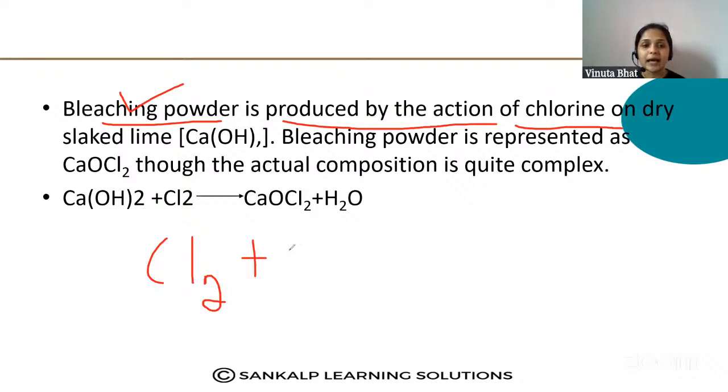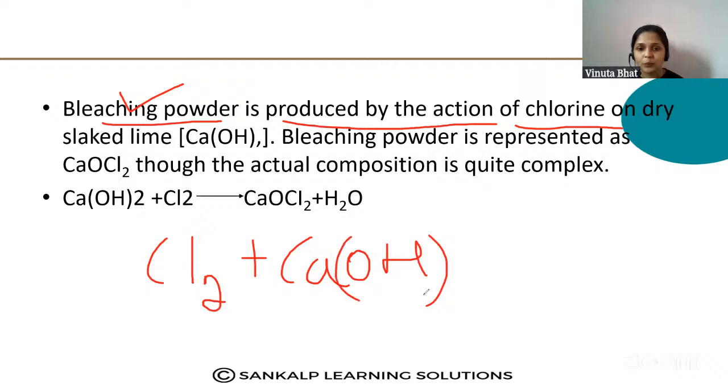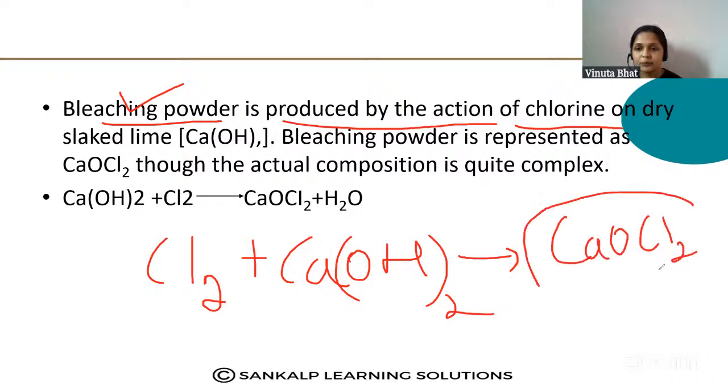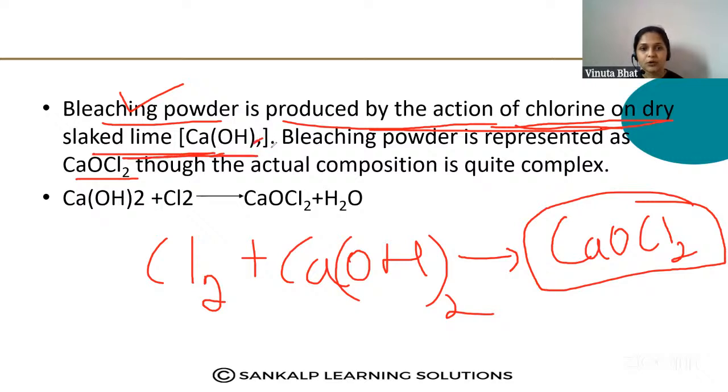Chlorine, when it acts on calcium hydroxide, forms calcium oxychloride, that is nothing but the bleaching powder. Bleaching powder is represented as CaOCl2. It is produced by the action of chlorine on dry slaked lime, that is calcium hydroxide, Ca(OH)2.